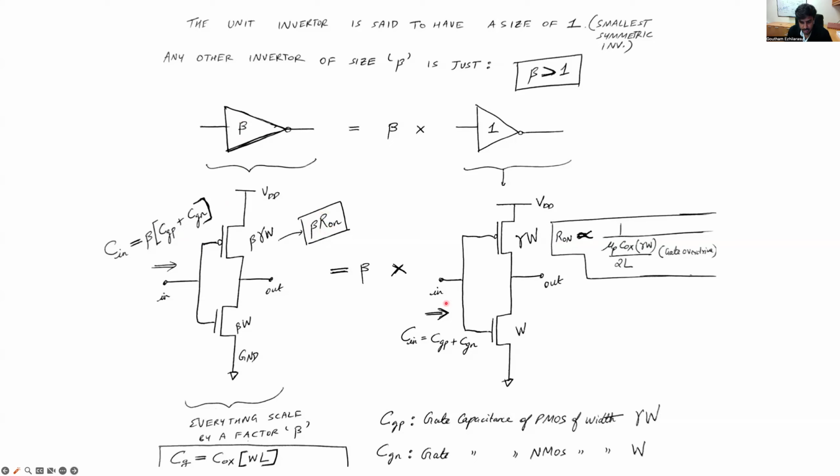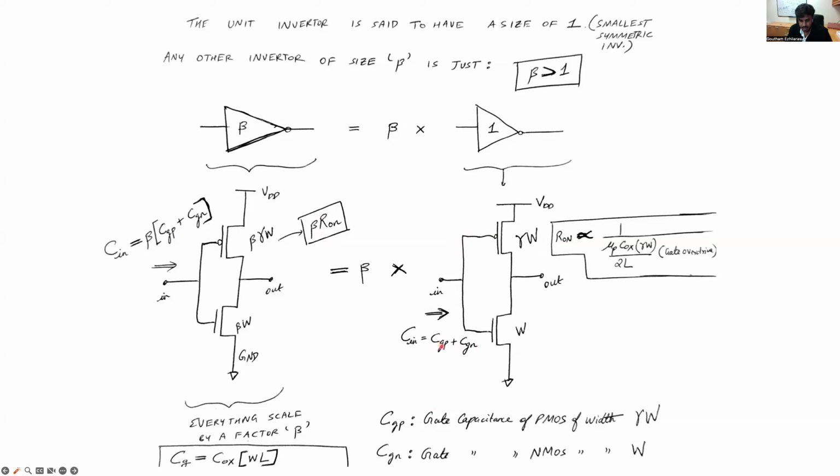Similarly, if you look at the input capacitance of this unit inverter, it's just going to be the gate capacitance of the PMOS in parallel to the gate capacitance of the NMOS. And therefore, the input capacitance is going to be the gate capacitance of the PMOS plus the gate capacitance of the NMOS.